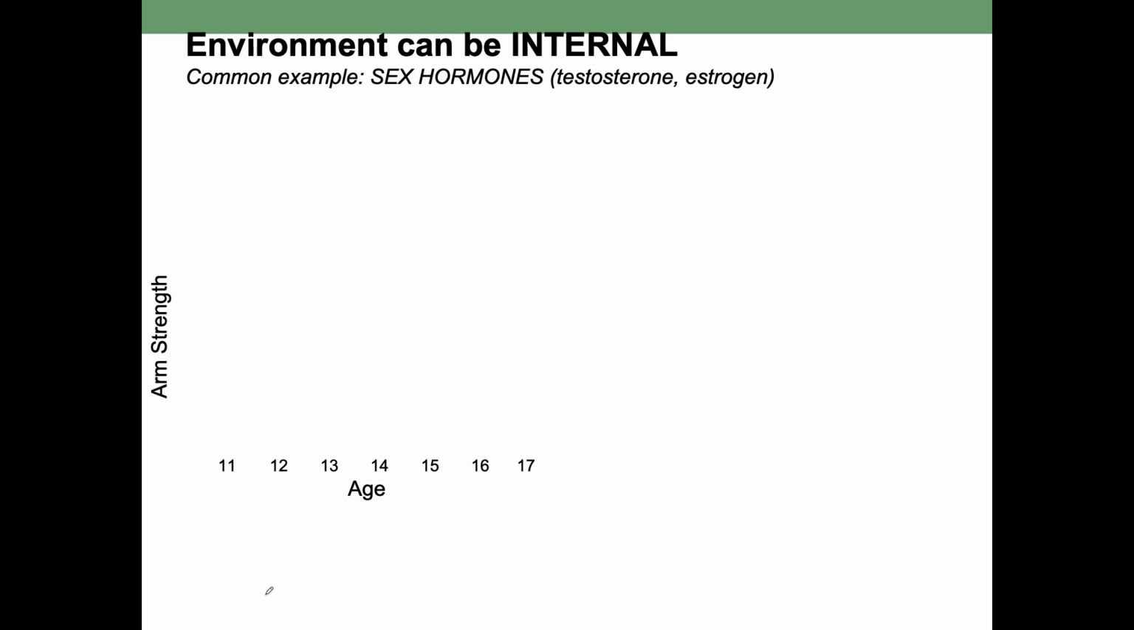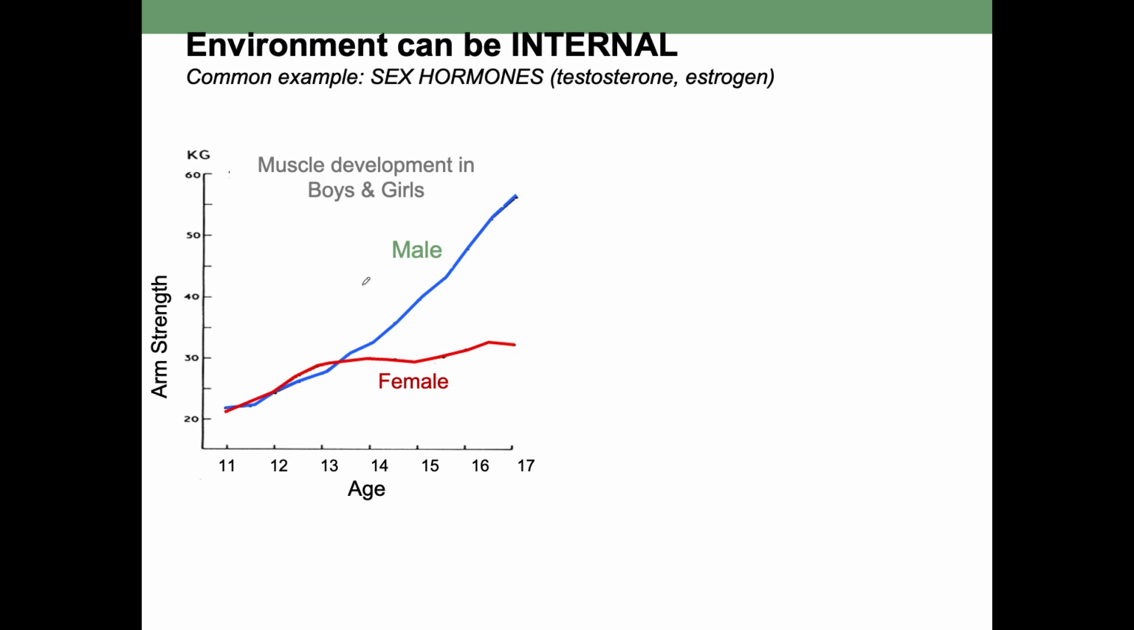Okay, here's a different example where the environment isn't external, it's internal. This is a common example that we know has a major effect, which is something like a sex hormone like testosterone. So we can look at the relationship between arm strength and age in biological males and females. At young ages, there's no difference between males and females. As you grow larger as you age, your arm strength increases. You get bigger and stronger.